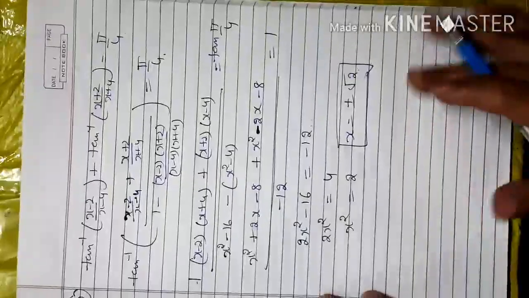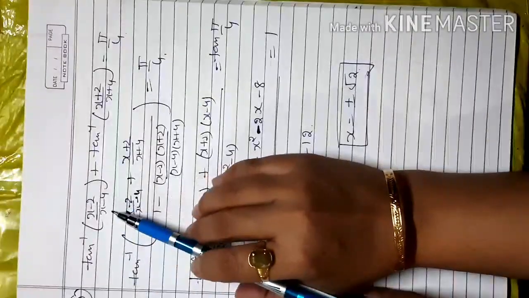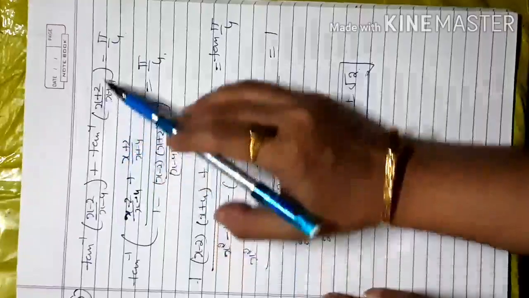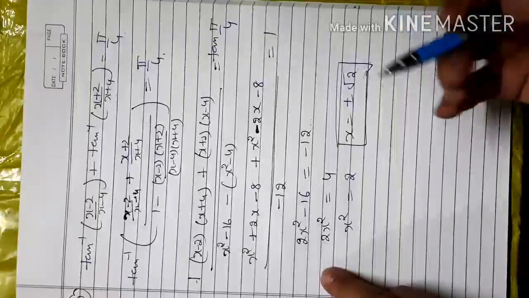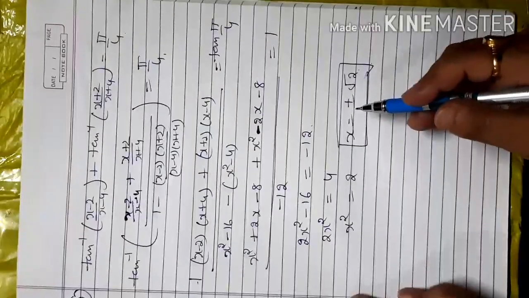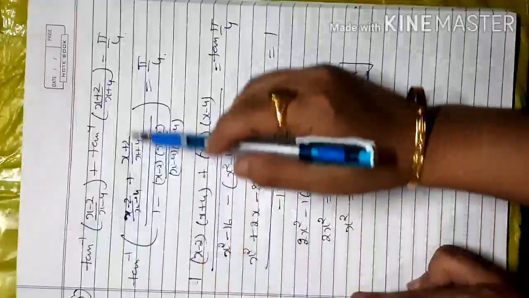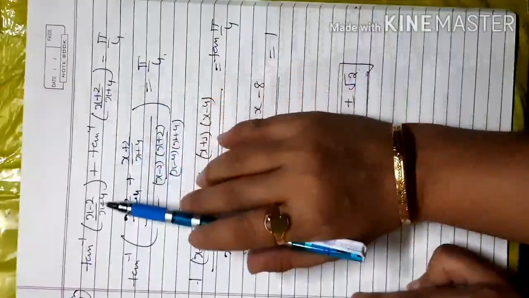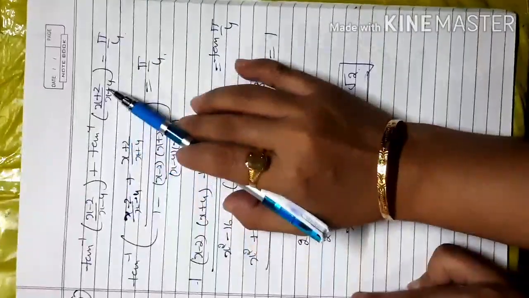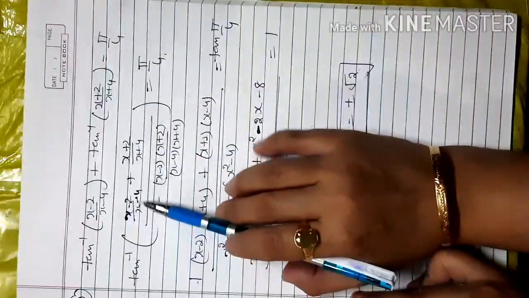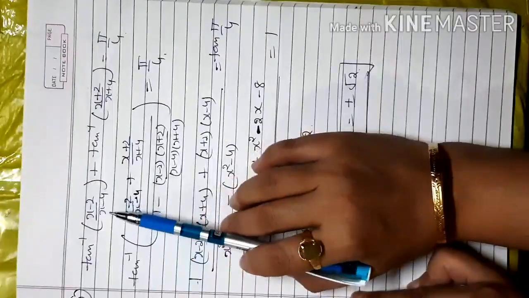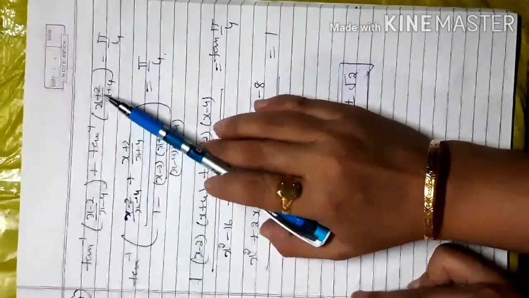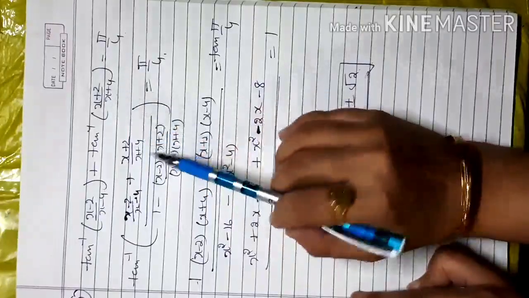Your worksheet, that is tan inverse (x minus 2 by x minus 4) plus tan inverse (x plus 2 by x plus 4) is equal to pi by 4. Here you also have to find the x value. So first I merge these tan inverse terms by applying the tan inverse x plus tan inverse y formula, that is tan inverse of (x plus y) by (1 minus xy). In place of x there is x minus 2 by x minus 4, and in place of y there is x plus 2 by x plus 4.